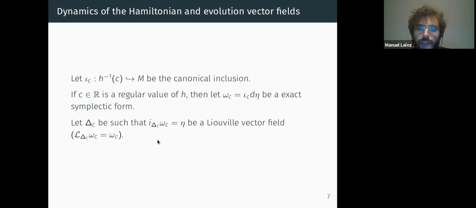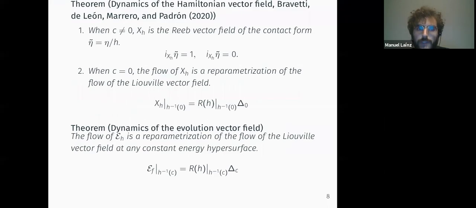Okay, and in this exact symplectic manifold, we have a Liouville vector field, which is defined as this. The only vector field that contracted with the two form gives you the two form. And this vector field satisfies that the Lie derivative of the symplectic form is the symplectic form. Okay, so now with this terminology, I will compare the dynamics of these two vector fields.